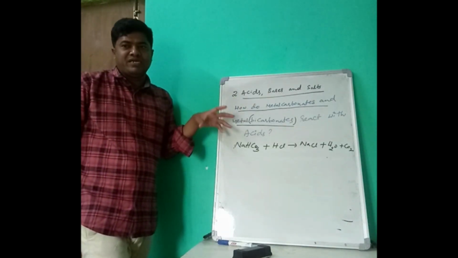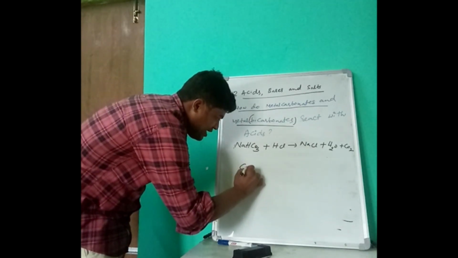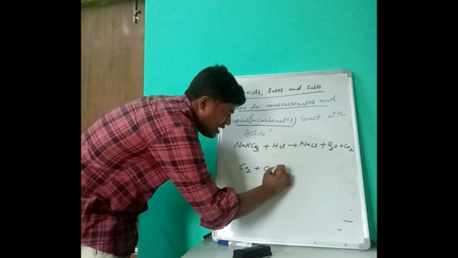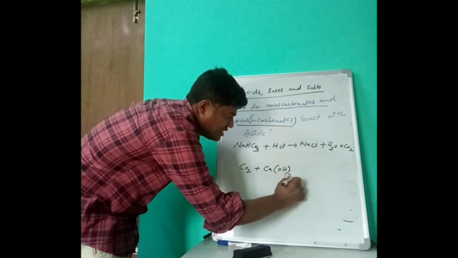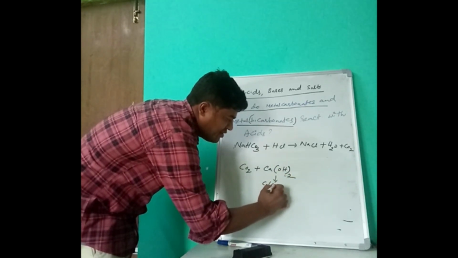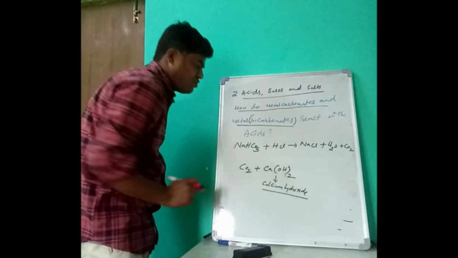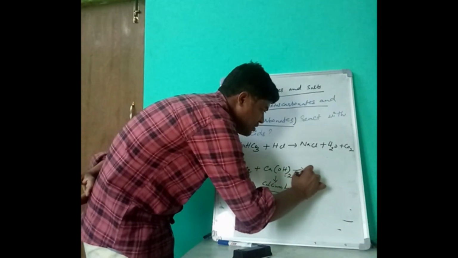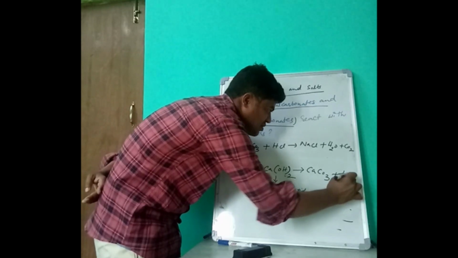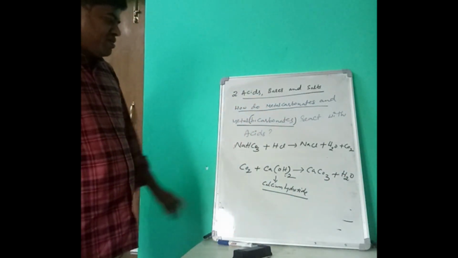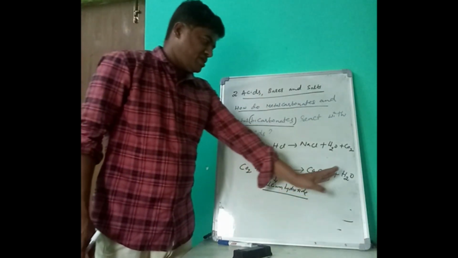How will one test the presence of carbon dioxide gas if it is released? This carbon dioxide gas is passed through lime water, that is calcium hydroxide, Ca(OH)2. When carbon dioxide gas is passed through lime water, you are getting calcium carbonate plus water. Here you can see it is an acid, it is a base. You are getting again salt and water.